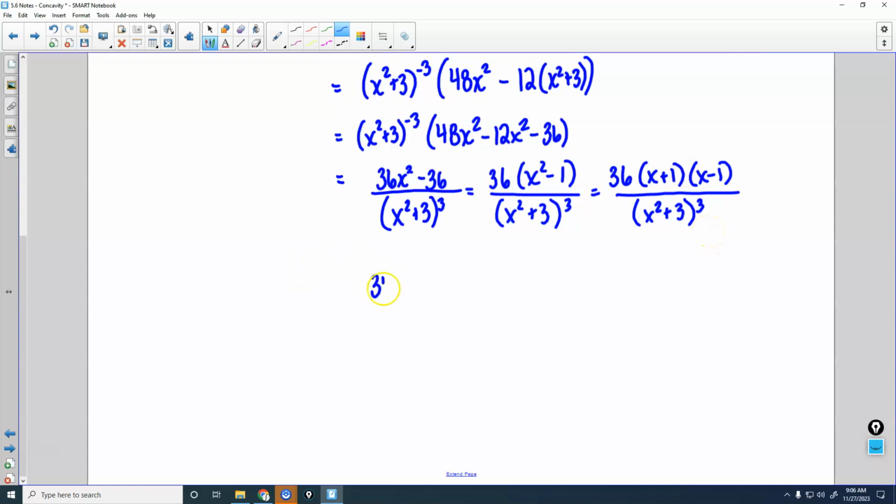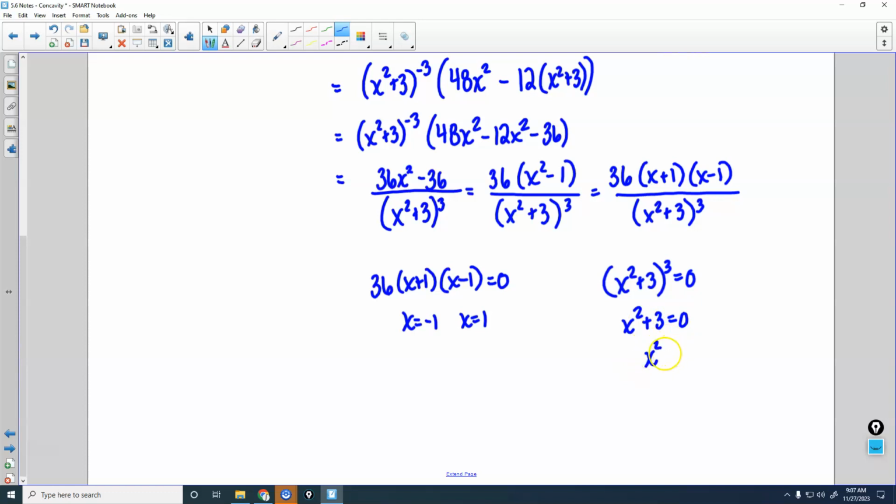So like for that, 36 times x plus 1 times x minus 1 equal to 0. That's just going to be x equals negative 1 and x equals positive 1. And then if we look at the denominator, x squared plus 3 cubed equals 0. If we cube root both sides, we'll still just have x squared plus 3 equals 0. So we'll get x squared equals negative 3. And we will square root both sides. But what is the square root of negative 3? It's imaginary. It's not going to give you any critical points from that.